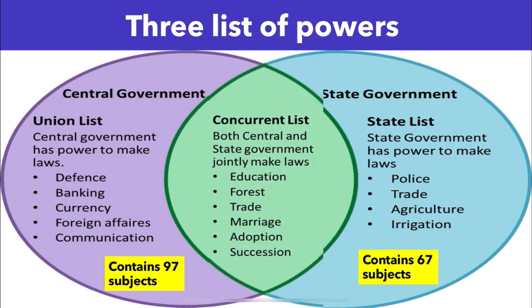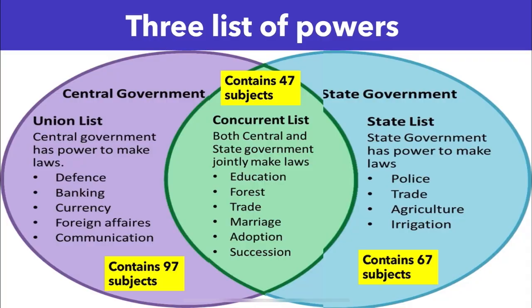The third list is the concurrent list. Both center and state governments can jointly make laws on the concurrent list. But once the central government has come with a law, the supreme authority is given in the hands of the central government. The central government can put any subject from the central list to the concurrent list or from the state list to any other list. There are a total of 47 subjects in the concurrent list.